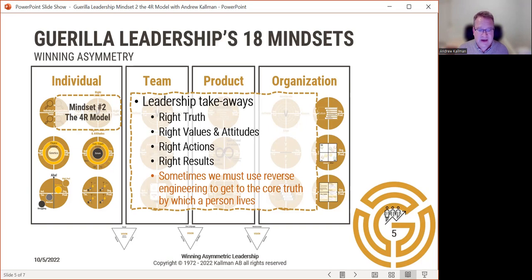So remember, sometimes we have to reverse engineer to get to those core truths. And each and every one of us in an organization needs to be hyper aware of what it is that we believe, what our values and attitudes are, and what impact that has on my teammates, on the product or service or result that we're trying to deliver, and ultimately on the organization. If you can get a handle on that, just this one alone will help you capture and harvest a lot of low-hanging fruit.